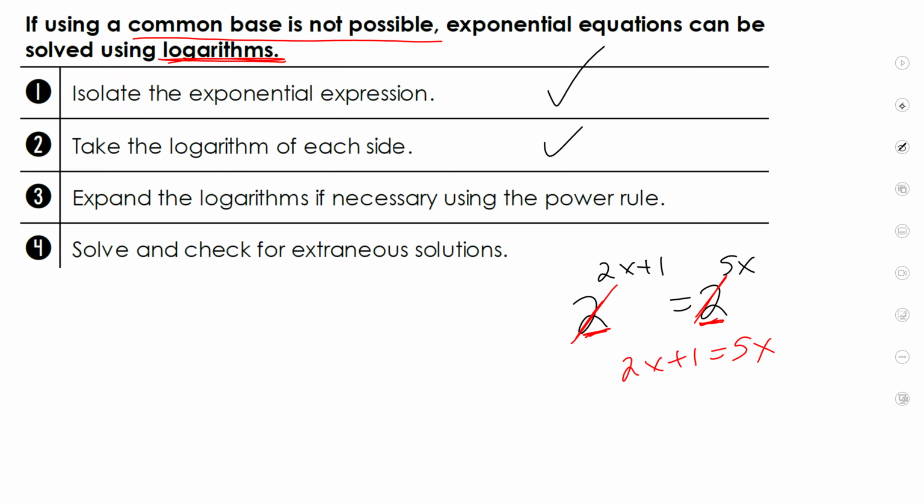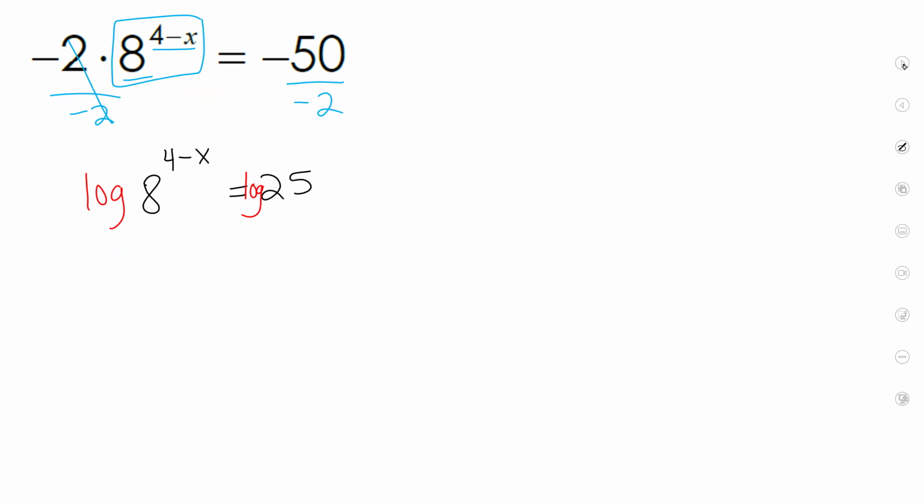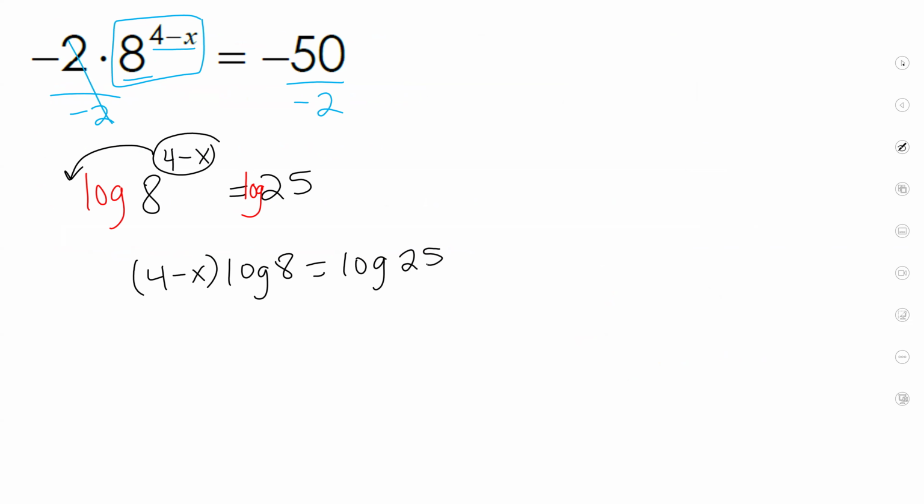Next step. Expand the logarithms if necessary using the power rule. So let's use the power rule. So the power rule says that exponents can come down to become the coefficient. So what we will have is 4 minus x times log of 8 equaling log of 25. We just use the power property.